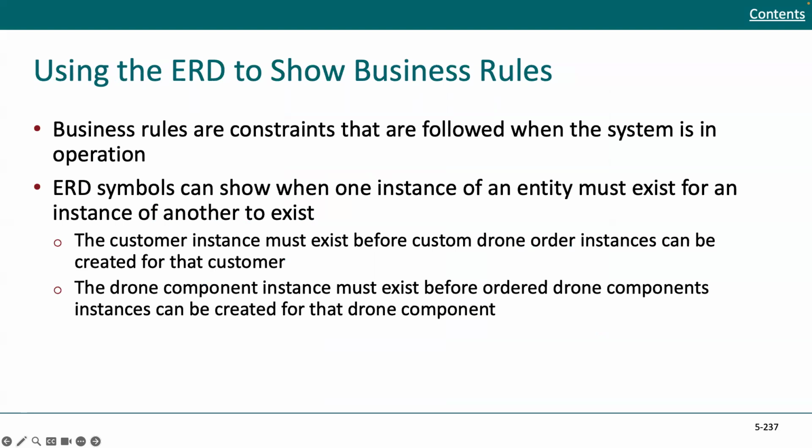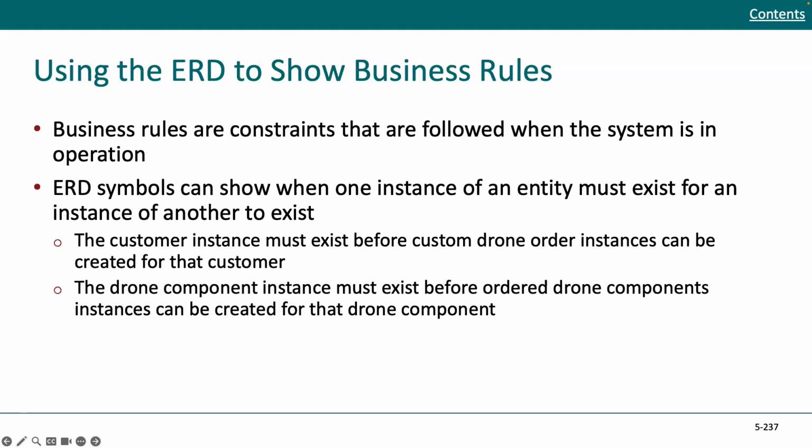We can use the ERD to show the business rules, which are constraints that are followed when the system is operational. The ERD symbols can show when one instance of an entity must exist for an instance of another to exist. For example, the customer instance must exist before customer drone order instances can be created for that customer, just to give you a perspective.